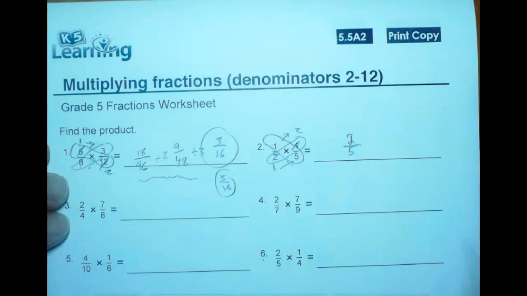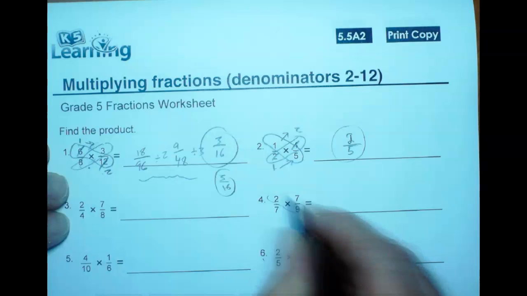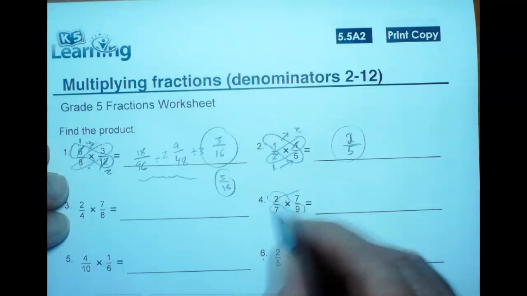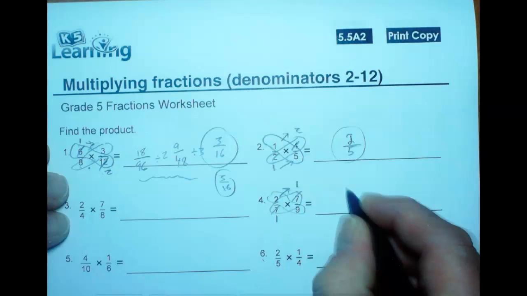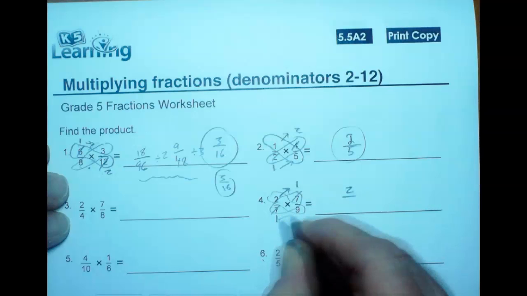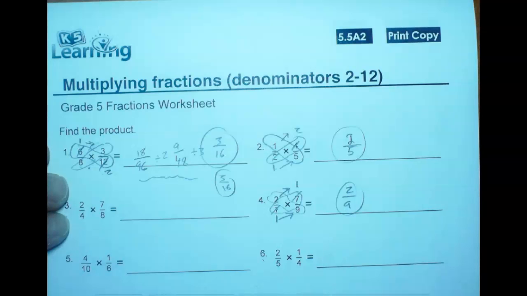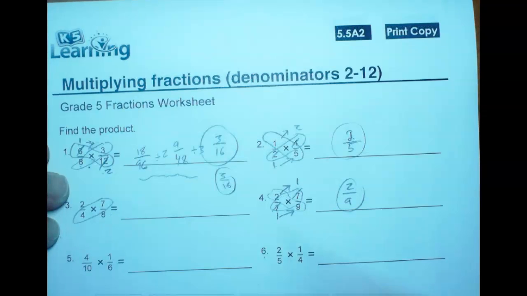Okay, let's take a look here. This one here, again, I can't do anything with 2 and 9, but I can do something with 7 and 7. 7 divided by 7 is 1. 7 divided by 7 is 1. 2 times 1 is 2. 1 times 9 is 9. 2/9. Bam.